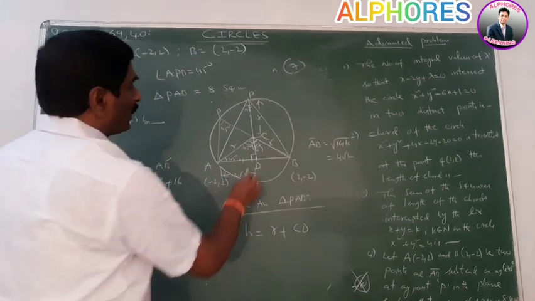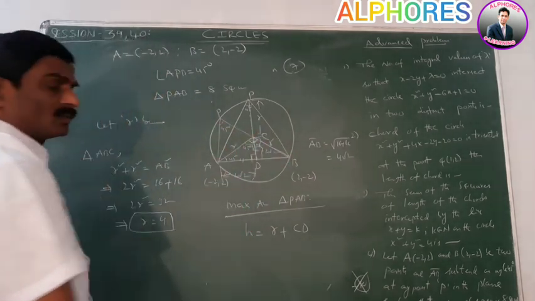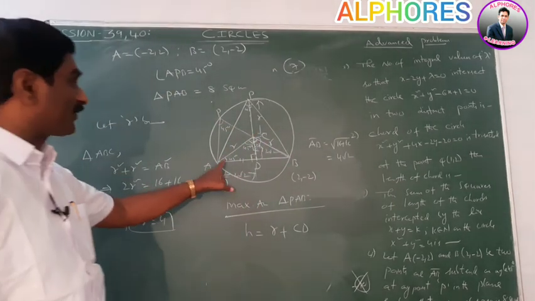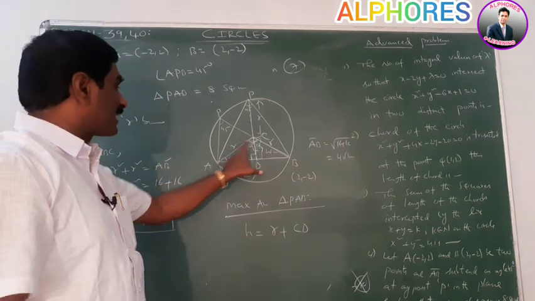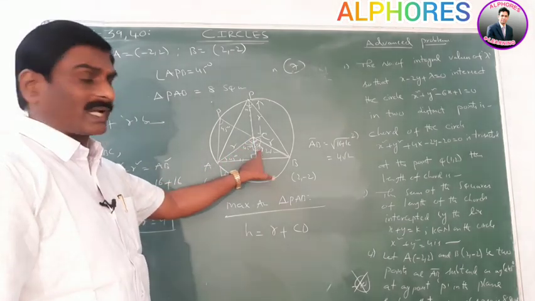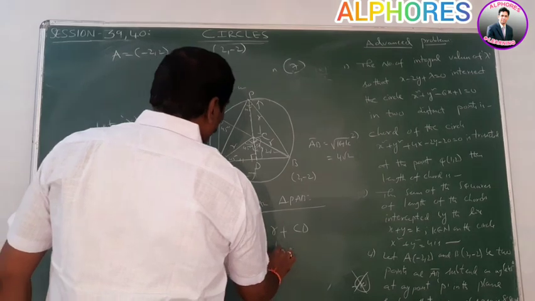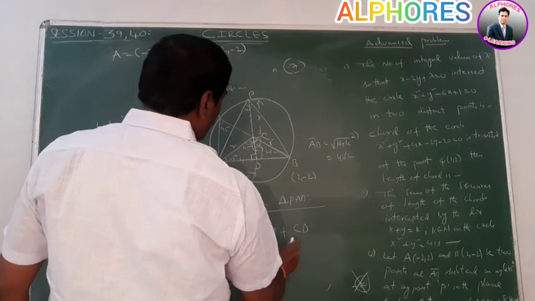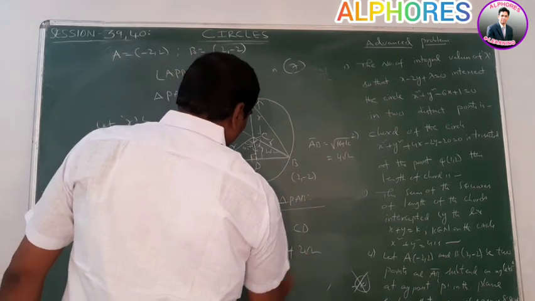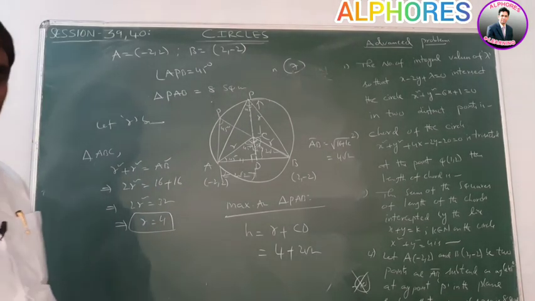This value is 2 root 2, that means this value is also 2 root 2. It is 45 degrees, it is 45 degrees. If two angles are equal, opposite sides are equal. That means the height is R, 4, plus this value 2 root 2. Maximum height is equal to 4 plus 2 root 2.